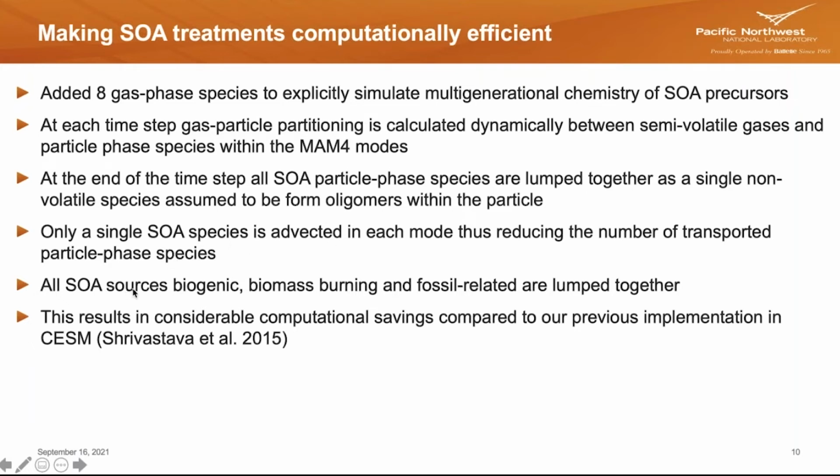The other simplification we did was that all SOA sources from biogenic, biomass burning, and fossil fuel related are lumped with each other. That resulted in considerable computational savings compared to some of the more complex treatments we had in CESM before.